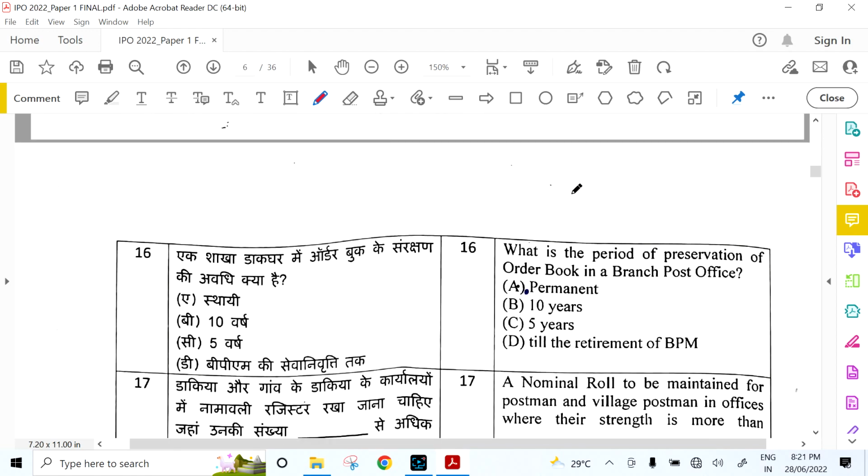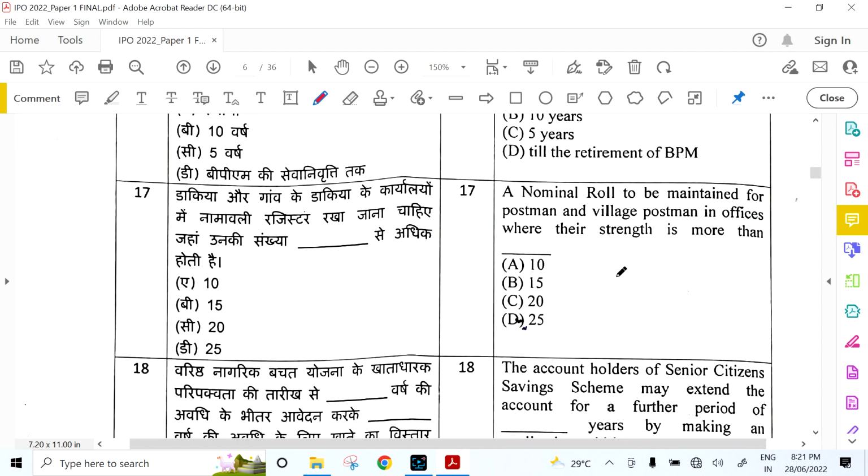What is the period of preservation of order book in branch office rules? The answer is it is permanent actually. Next question. The nominal roll to be maintained for postman and village postman in the offices where the strength is more than, it is 25. The question is the rule number as per rule 4.3 of volume 6 part 3, it is 25.